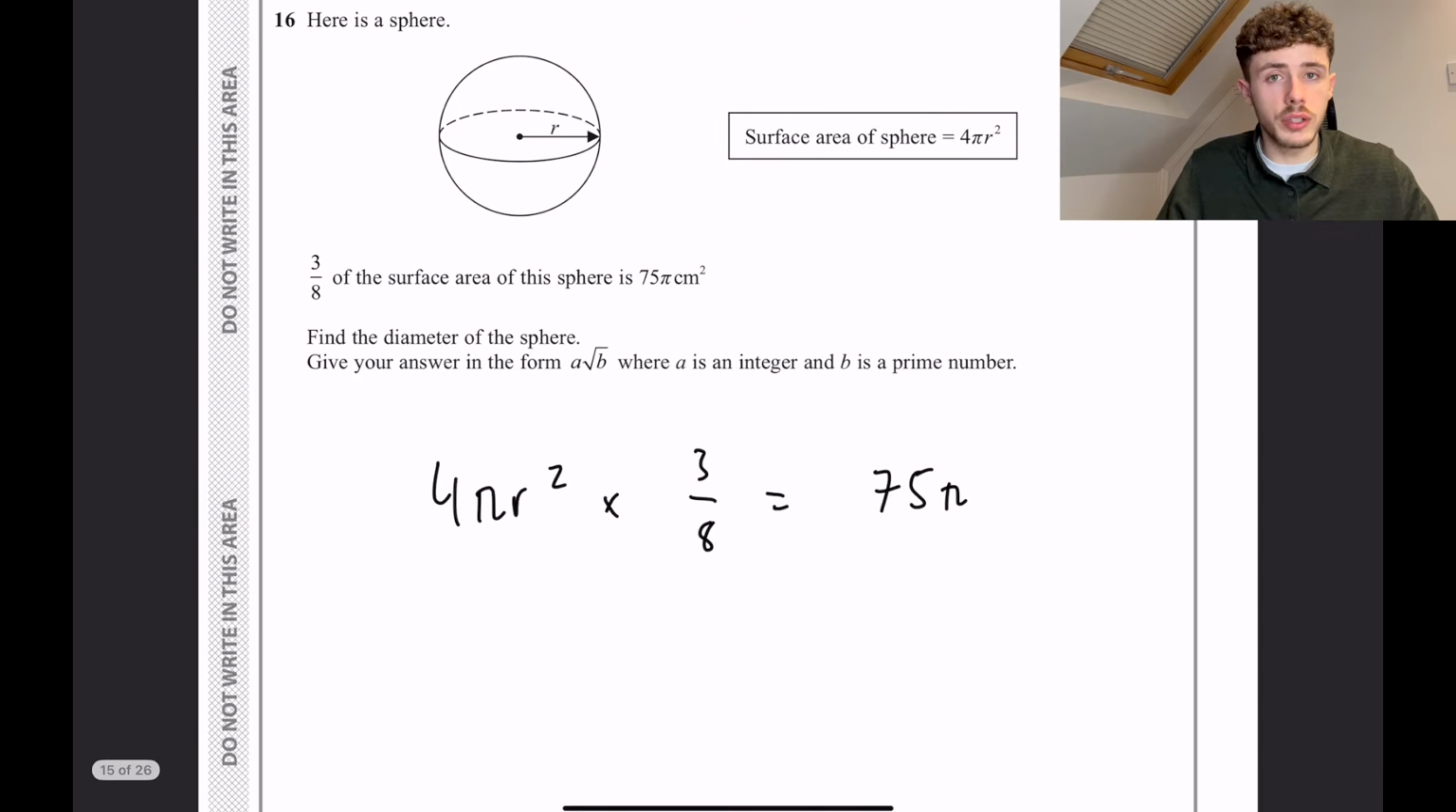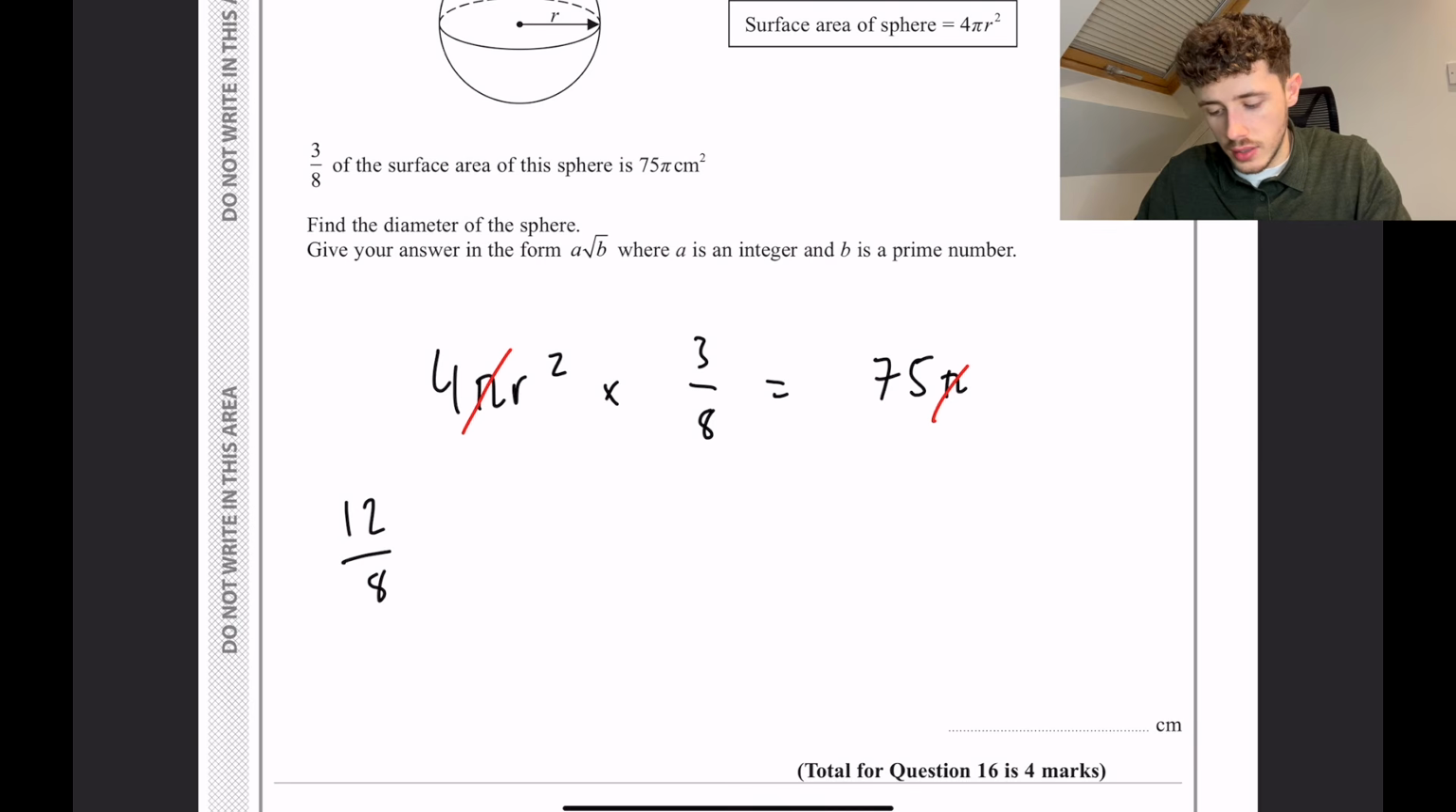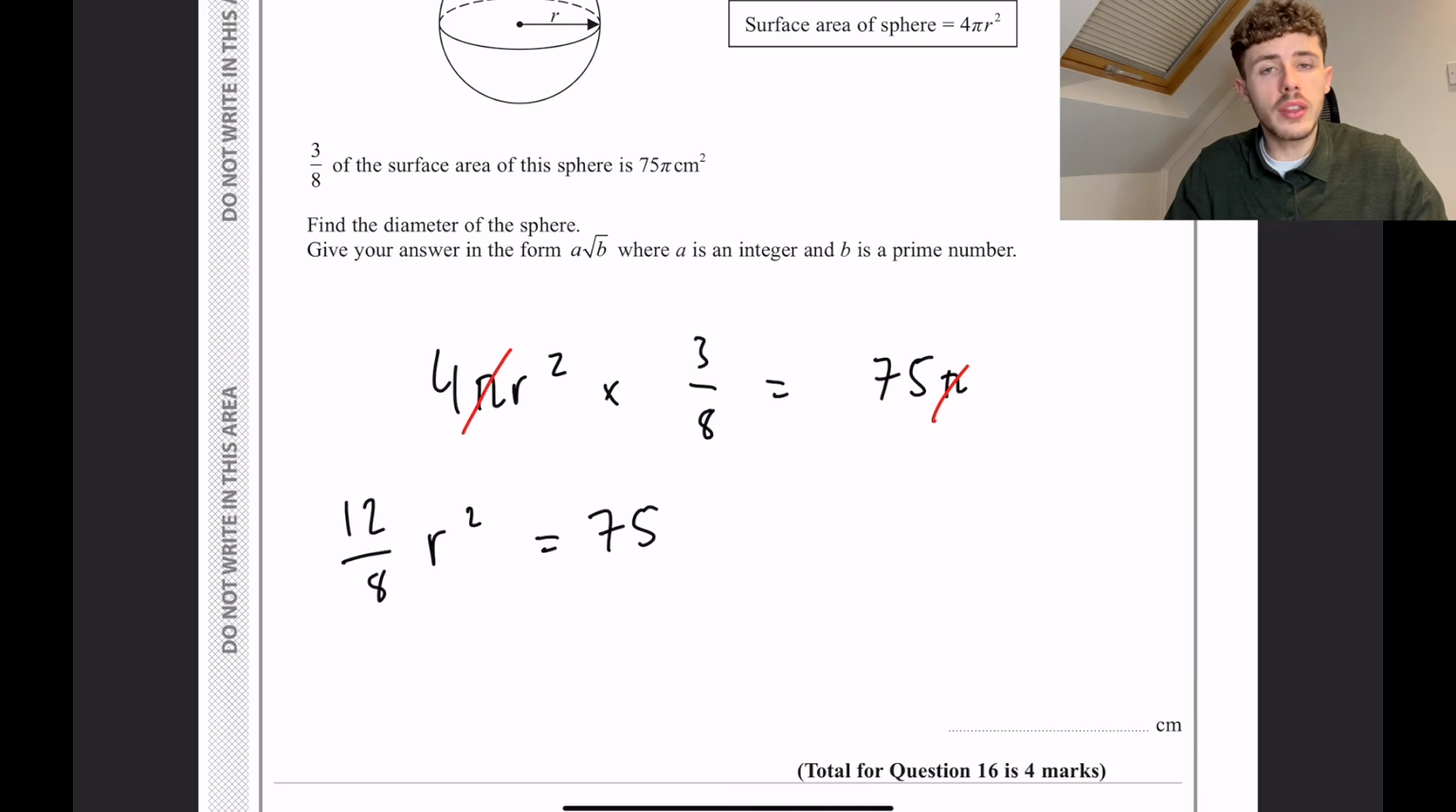That is our base equation, and you'll find with a lot of questions like this, you just need to try and find a way to turn those words into equations, and you can normally do a lot with that. Straight away, you'll notice we have a pi on both sides that we can cancel. Because these are being multiplied, we're allowed to do that. And the next step is just to simplify it down a bit on the left-hand side to make it a bit easier to use. So 4 multiplied by 3/8 is going to be 12 over 8 r squared, and that's going to equal 75.